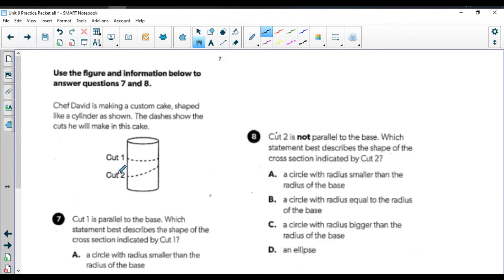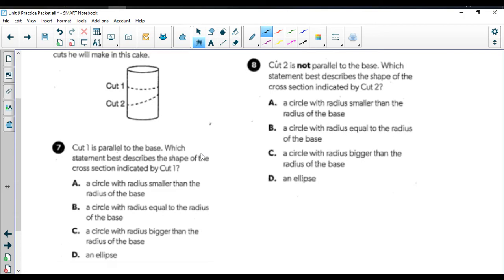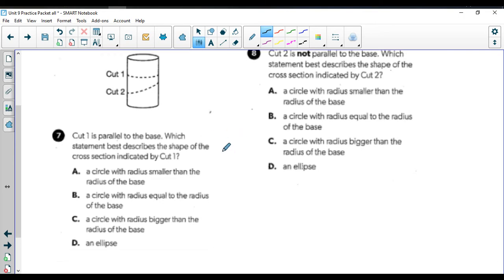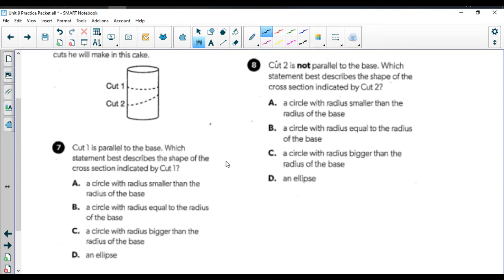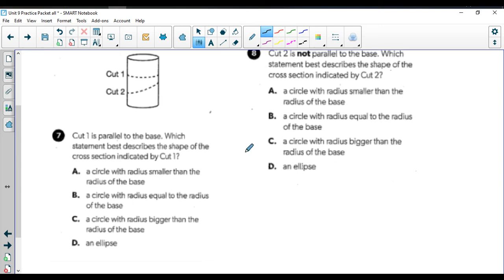So we're going to use this picture here. David's making a custom cake shaped like a cylinder. The dashes are the cuts that he's going to make. Cut 1 is parallel to the base. So which one best describes the shape of the cross-section with that cut? So because it's parallel to the base, it's going to match the base, which means the circle is going to have the radius that's equal to the base.